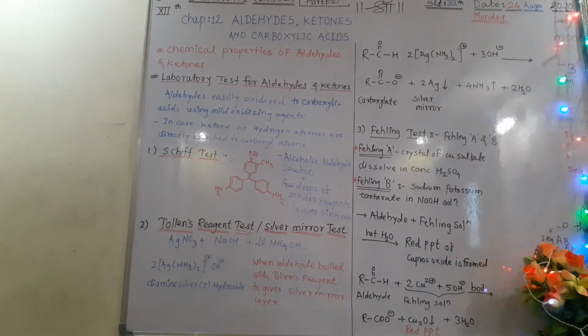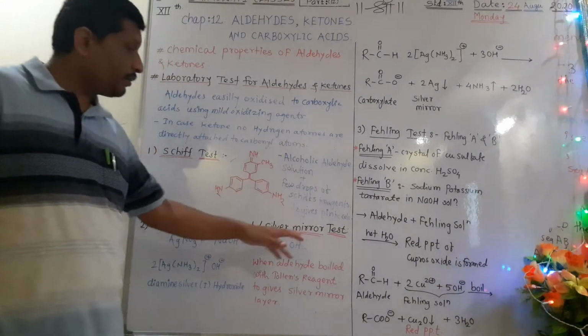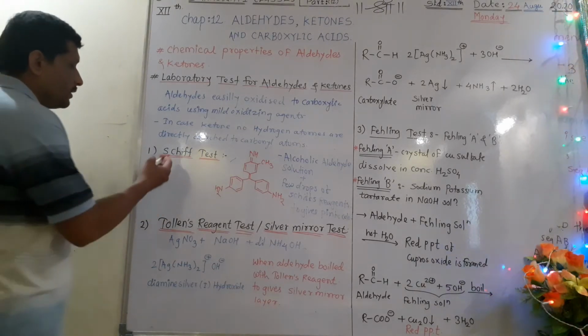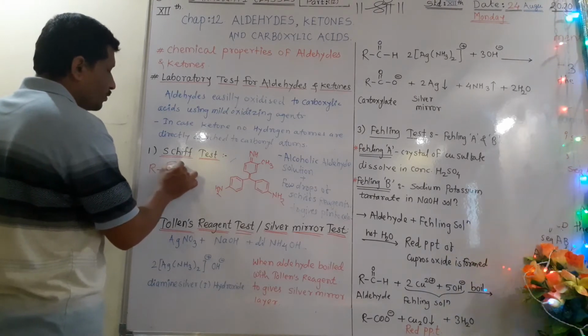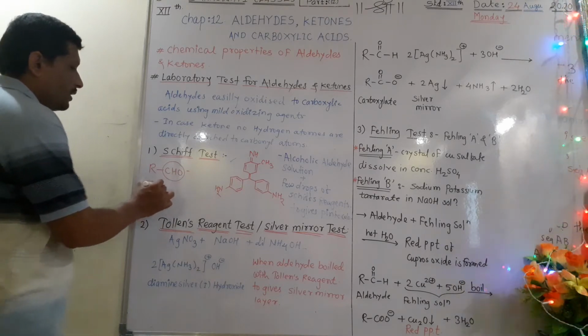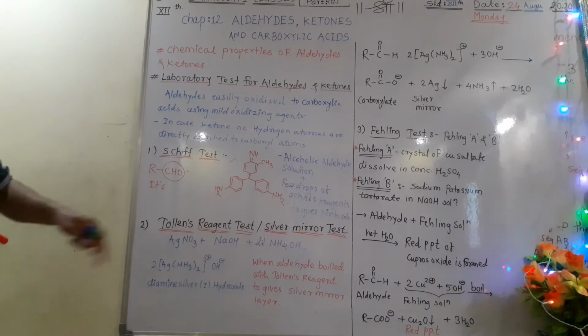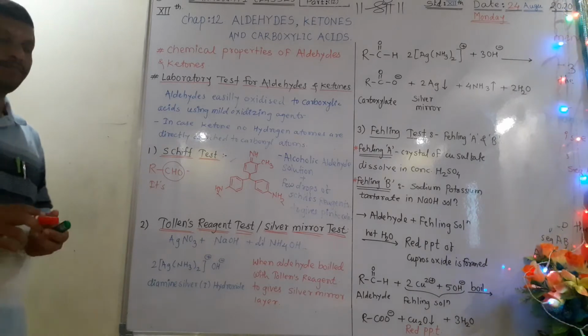And here, when you get the pink coloration, it is confirmed that the given compound contains the aldehydic CHO group. It's very easy to identify the aldehydic CHO group by using Schiff's reagent.